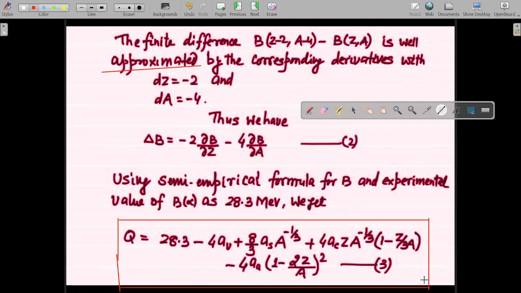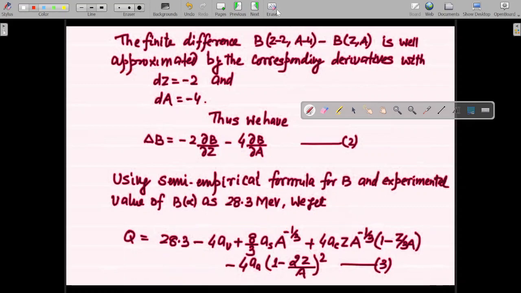So using the semi-empirical formula for B, and the experimental value of B alpha, which is 28.3 mega electron volt. You are putting the value of B alpha over here, the binding energy of alpha particle, which was written over here. And the other terms you already know: what is AV, what is AS, what is AC, what is AA. These terms you have already learnt in the previous lectures. There is no need to tell them once again, it is just a waste of time.